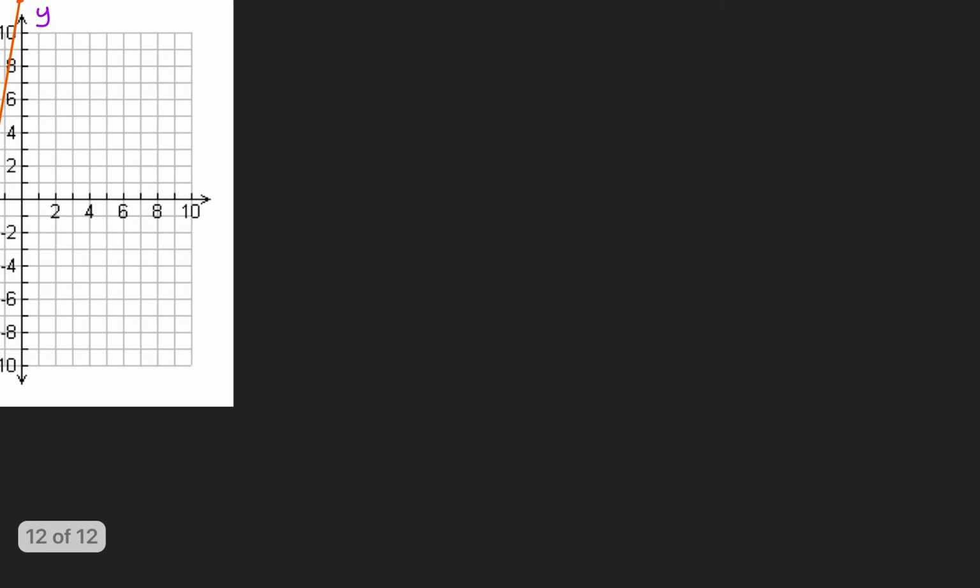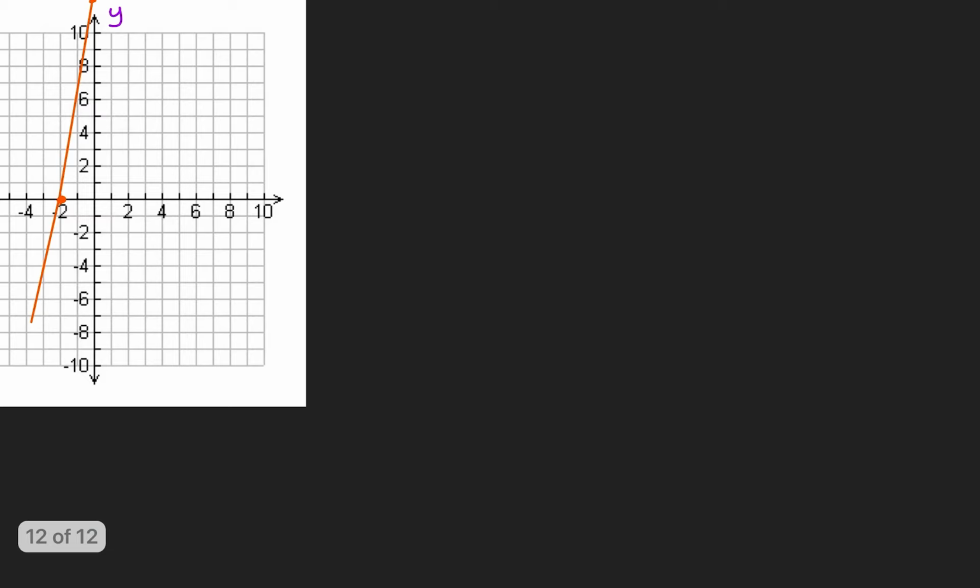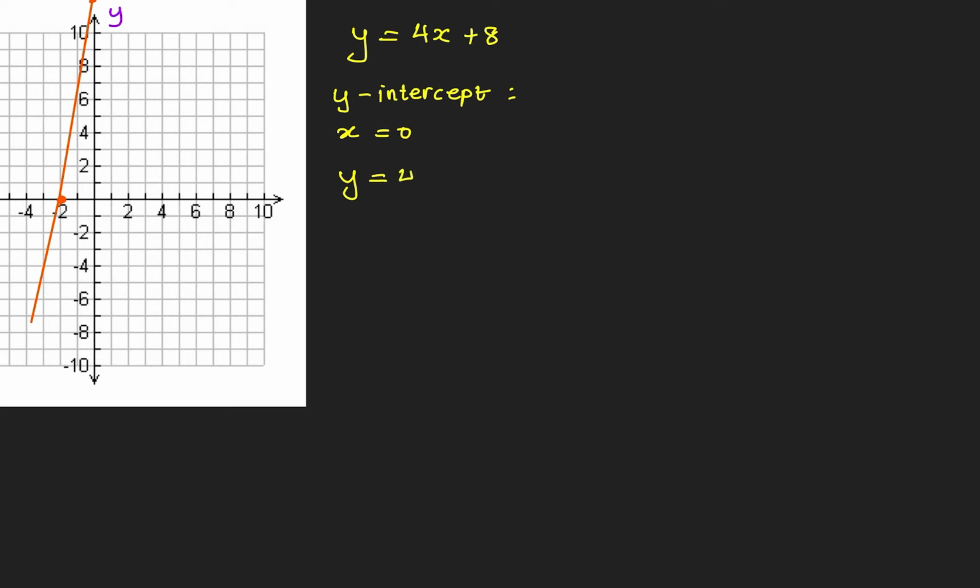Let's go for another example. Let's take y is equal to 4x plus 8. So let's find the y-intercept. So in order for you to find the y-intercept, as I said, x should always equal 0. So y is equal to 4 into 0 plus 8. So that simply becomes 0 plus 8, which is 8.